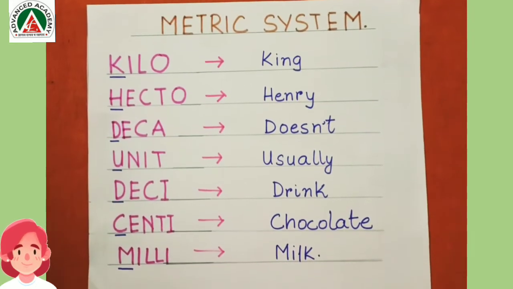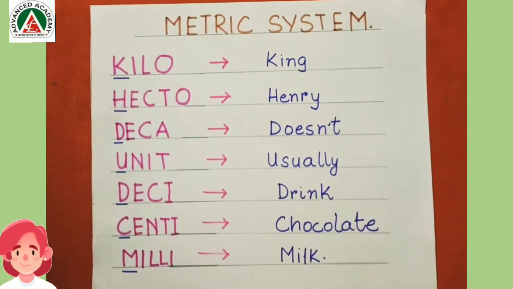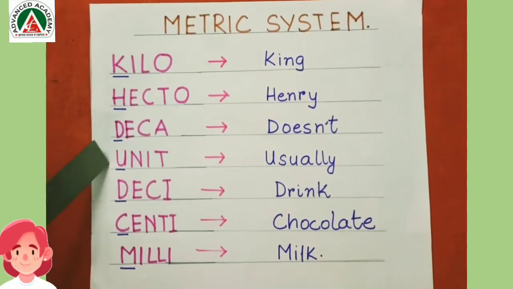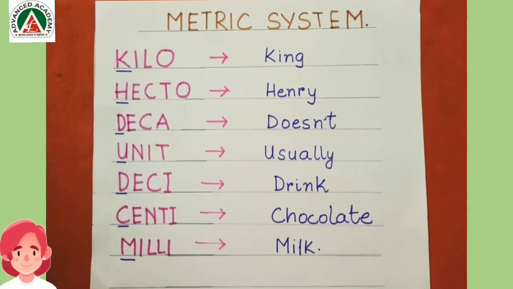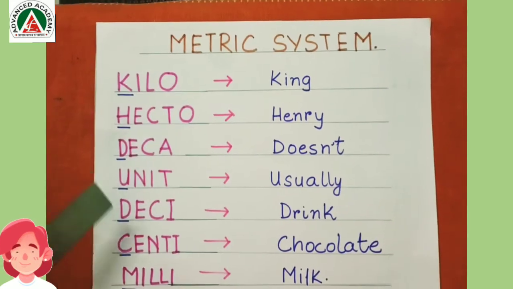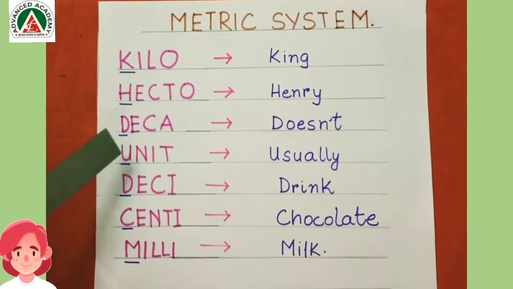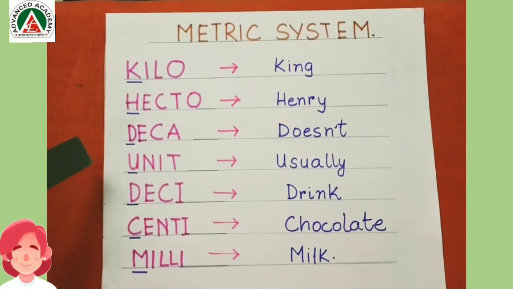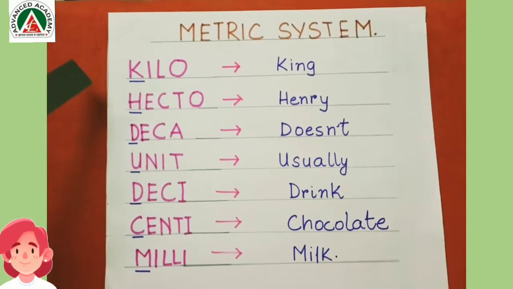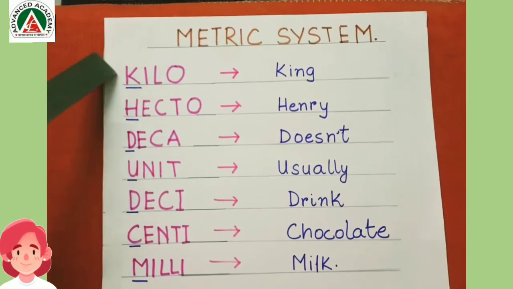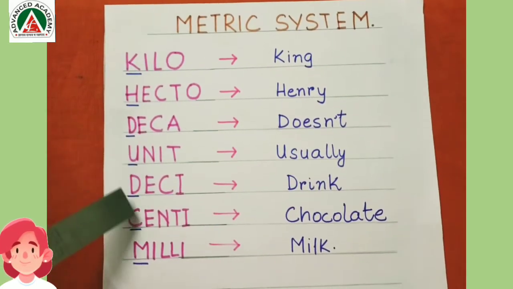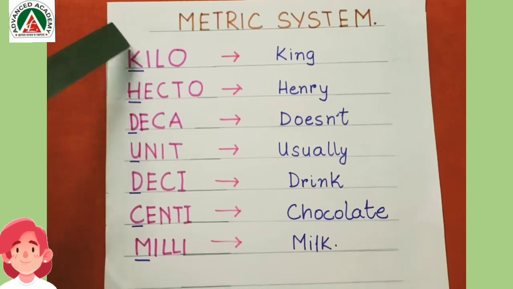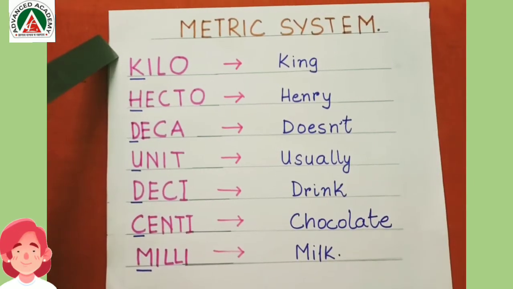To measure smaller or larger quantities, we use units derived from the metric units. Kilo, hecto, deca, unit. This is our base unit. Deci, centi, milli. The given figure shows the arrangement of the metric units which are smaller or bigger than the base unit. The units downwards of the base are smaller than the base unit. The units upwards of the base unit are bigger than the base unit.